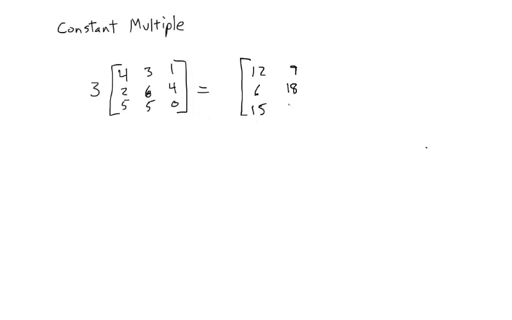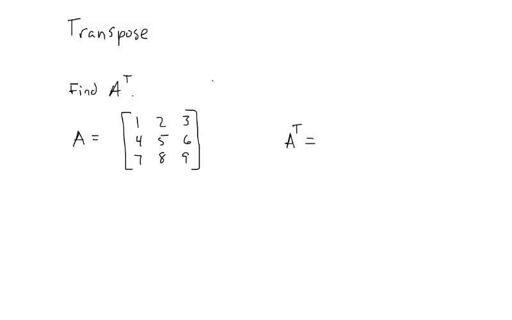3 times 5 is 15 again. 3 times 1 is 3. 3 times 4 is 12. And then 3 times 0 is 0. So the dimensions of the matrix don't matter when you're doing a constant multiple. You just multiply that number out front times everything in the matrix. The next example I want to look at is transpose.